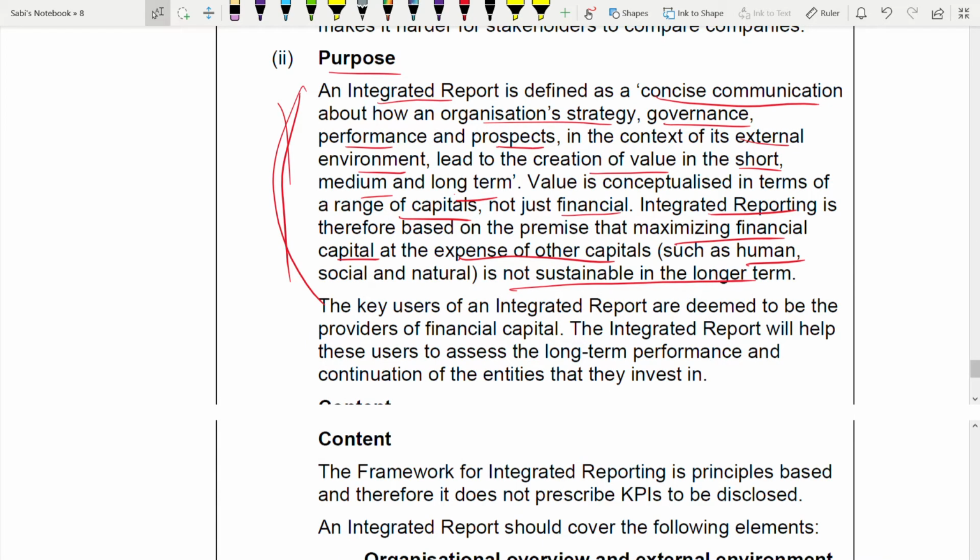Now, another purpose. Who are the key users? Answer this question for integrated reporting. Mostly the providers of financial capital, the ones giving you loans and everything. They want to see this, or the press or the government. Okay, let's say press and all.